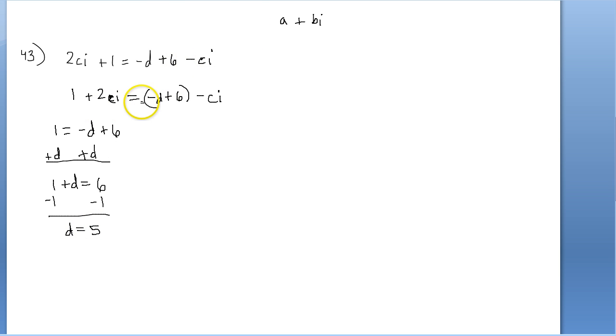Now we do the same thing for the imaginary portion. Remember, for the imaginary portion, the I tells us the imaginary part. We don't really have to bring it along in the problem. So this is going to tell us that 2c equals a negative c. We want to get all the variables on one side, so we're going to add c to both sides. We're going to get 3c equals 0. Divide both sides by 3, and we get c is equal to 0.